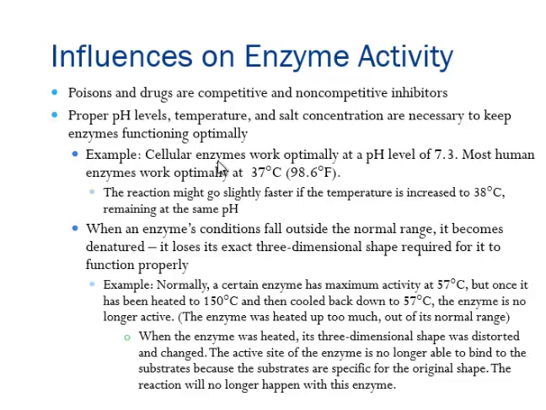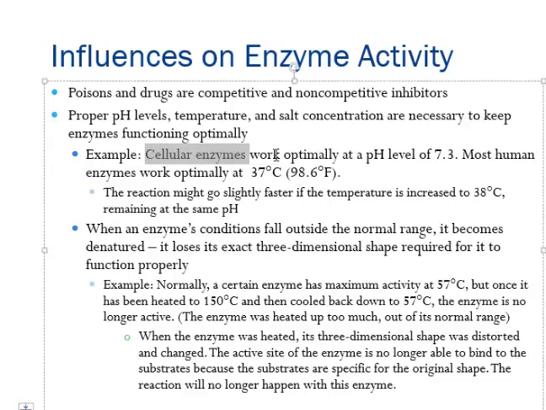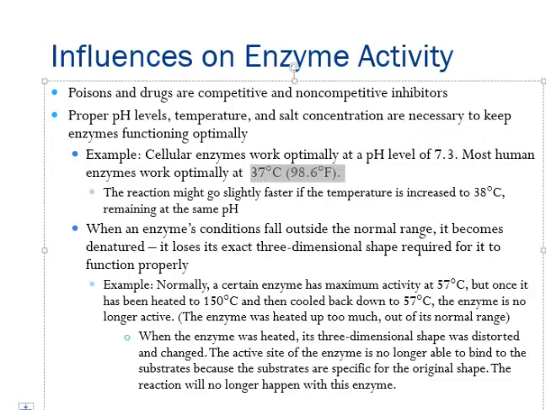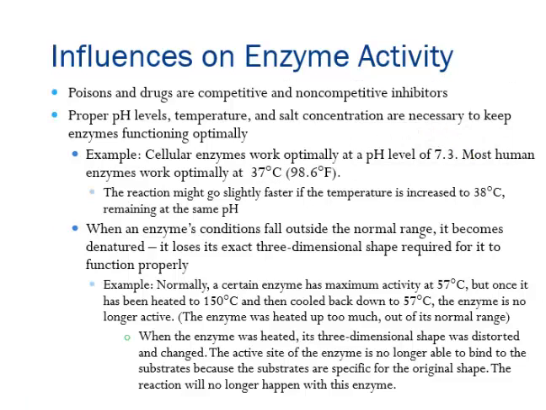As far as the reasons why, first of all, acidity: cellular enzymes work best at a pH level of 7.3, which is about neutral. So if you get too acidic inside your body or too basic inside your body, that's not good. Most human enzymes work best at about 98.6 Fahrenheit, 37 Celsius. That's normal body temperature. If you get too hot, you have a fever, or too cold, that's also not good, principally because the enzymes aren't going to be able to work as well.